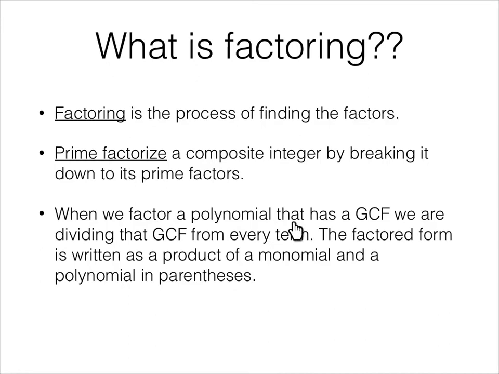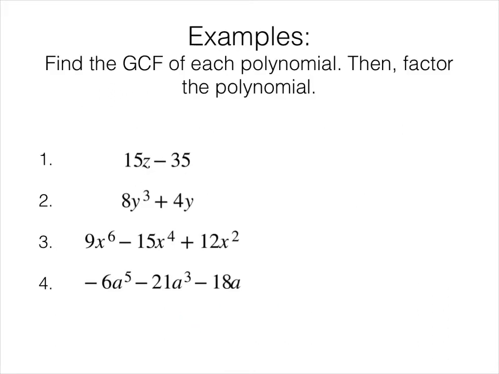When we factor a polynomial that has a GCF, we're dividing that GCF from every term. This is what we're about to do. The factored form is written as a product of a monomial, that's the GCF, and a polynomial in parentheses. So it's sort of like Jeopardy math. It's kind of like we're playing Jeopardy math, because what we're doing is we're kind of giving the original problem. So let's try some. And finally, we get to the examples.